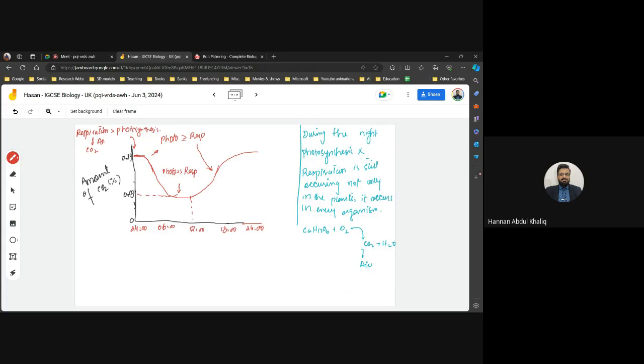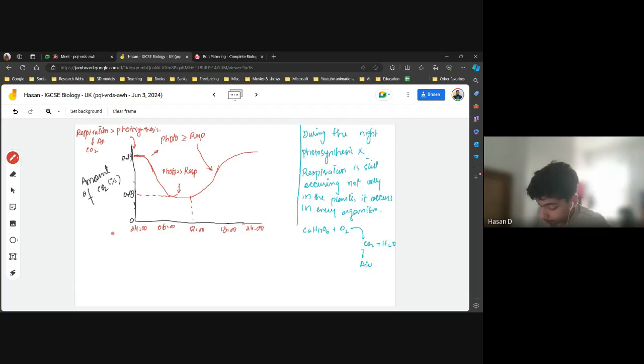Is it clear? Yes. Okay. So that is how the carbon dioxide changes during the day. But overall, you can say that during the 24 hours, this is the cycle of the carbon dioxide. After this, this is a cyclic process. It rises during the night, then the day, then the night, then the day. So it's very clear.